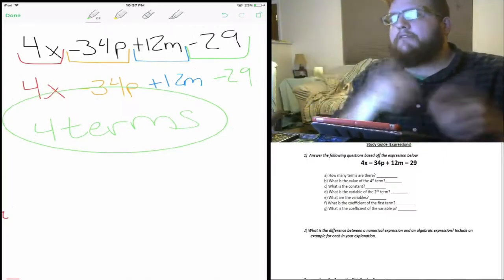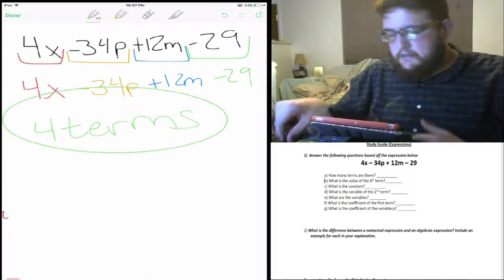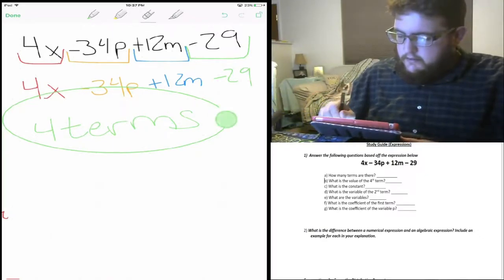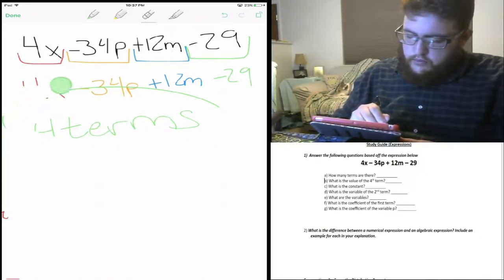So A says how many terms are there? We've already decided that we've got 4 terms. Alright, let's do B.